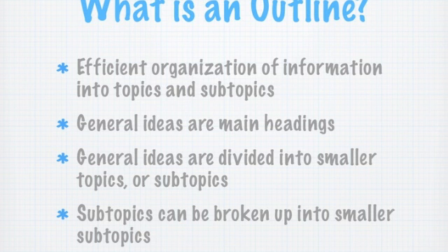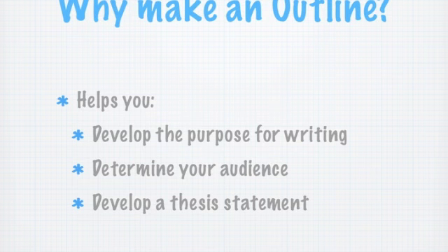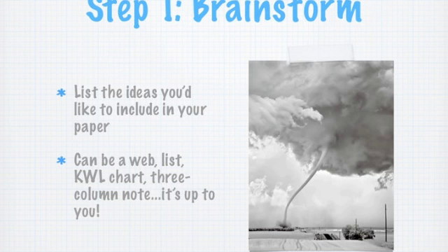These subtopics can be broken up into smaller subtopics, depending on the amount of information you need to convey in your outline. So why should you outline? It helps you develop the purpose for your writing, determine your audience, and develop a strong thesis statement. There are 4 steps to creating a strong outline, and the first of these is to brainstorm.